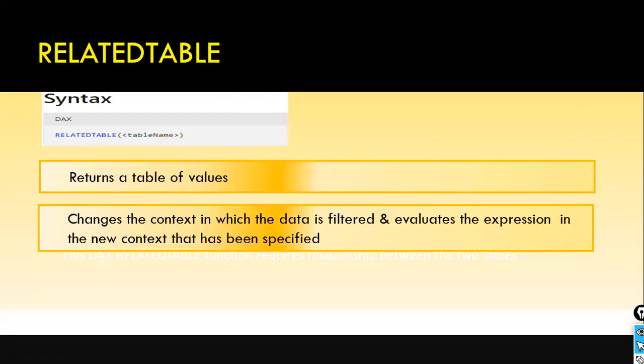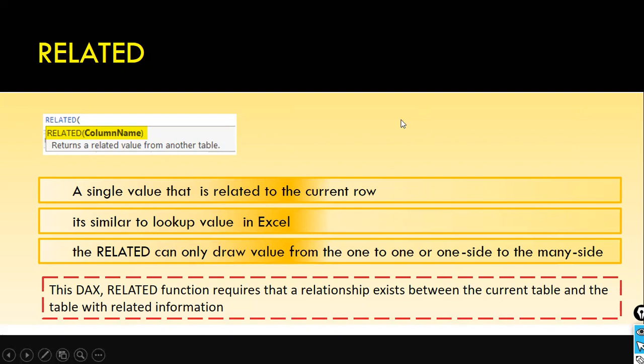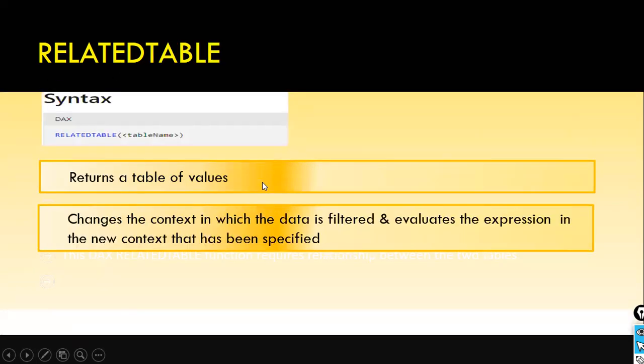Now we have the related and related table functions available. Now we understood the related function also. The related function requires a relationship between the current table and the table with the related information. It is similar to lookup value in Excel. If you are an Excel user, maybe you might be using this function. The next one, the related table.